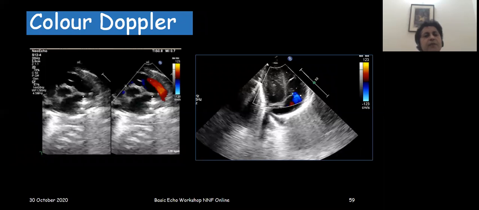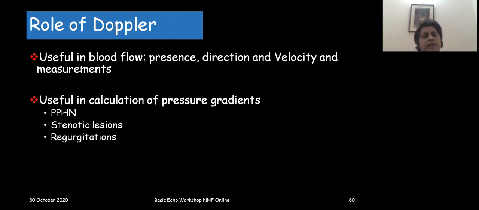And color Doppler, which will be covered later, shows the flow of, say, blood from one area to another. It shows the direction and the velocity, and therefore I can calculate the pressures. The image on the left shows a duct, and in the image on the right, I'm able to see a blue color, which indicates a TR jet, that is, blood flowing from one chamber to the other, and I can convert it into pressure gradients. So basically, Dopplers are useful in blood flows. They show the presence of a particular flow, its direction and velocity, and measurements can also be taken. It is particularly useful for pressure gradients, like in PPHN, stenotic lesions, regurgitation, etc.